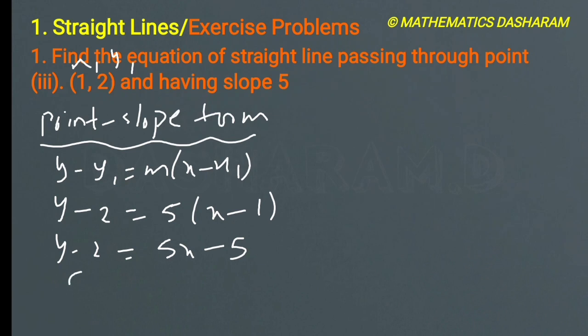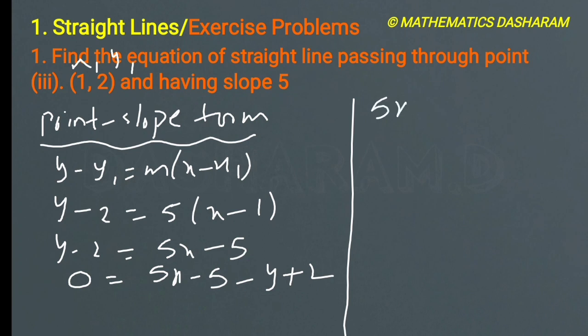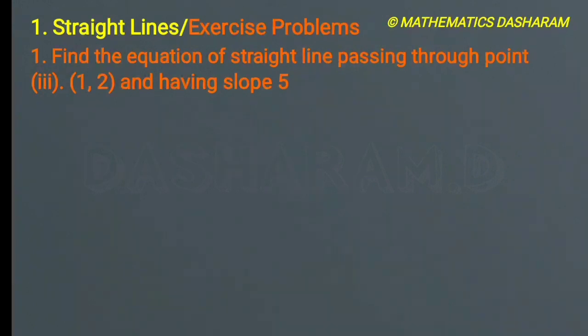So next, here it is 0. Now I am transposing the y and -2 to the other side. So finally 5x - y - 5 + 2 is -3 equals 0. So it is the required equation.